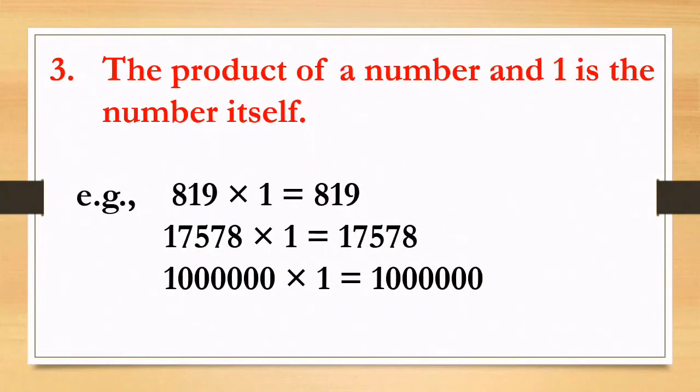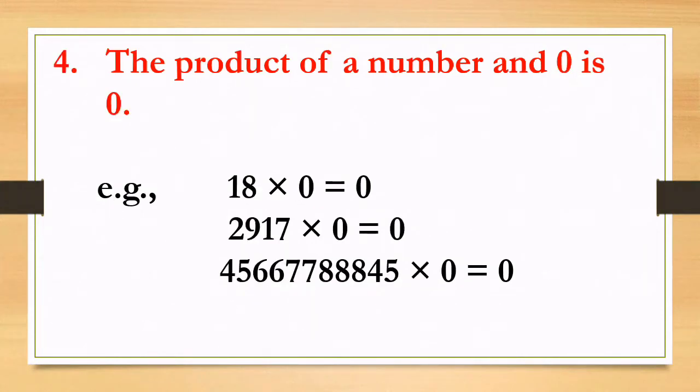Third, the product of a number and 1 is the number itself. For example, if we multiply 819 by 1, we get 819 only. If we multiply any number by 1, we get that number itself. Fourth, the product of a number and 0 is always 0. It doesn't matter what number we are multiplying by 0, we will always get 0 as the product.